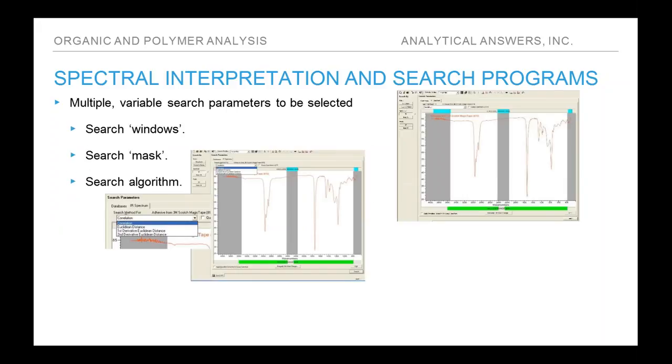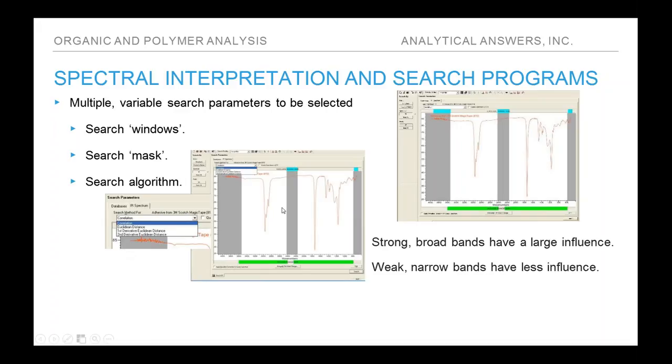Besides different libraries, different processing, and different initial variances, each search is not a general purpose search. Often the scientist or analyst will have to select different search windows, different search masks, in other words, telling it areas to concentrate on, telling it areas to ignore, and different search algorithms. In other words, how do we numerically compare this unknown to our library spectrum?